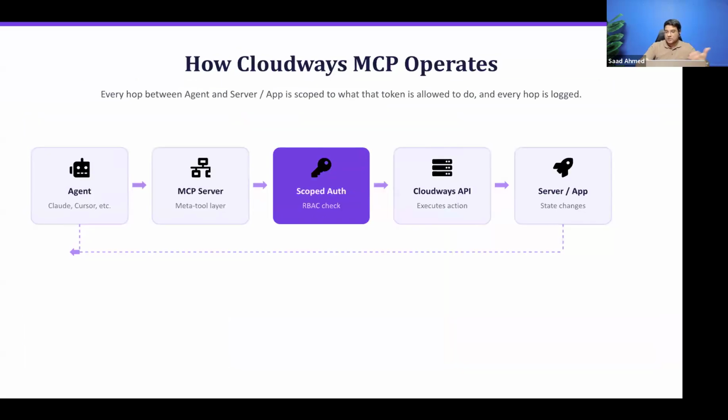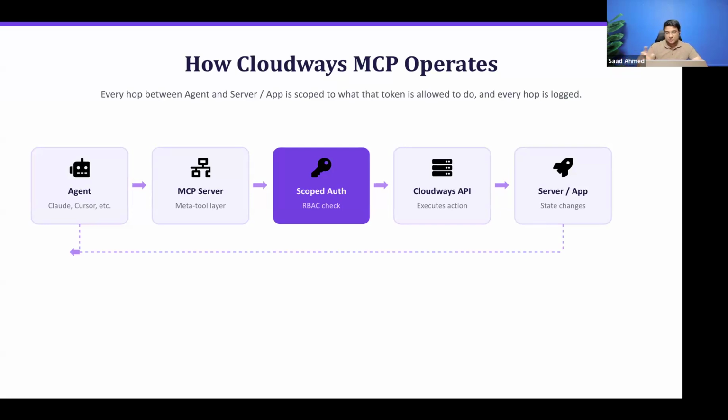So moving on. How does Cloudways MCP operate? What's the end-to-end flow, how does it look? If you can see, there is an agent on the extreme left-hand side, which can be Claude, Cursor, or any other tool. That agent has an integration or a connection with the Cloudways MCP server. The MCP server has all the tools required for performing operations on the Cloudways platform. So let's take an example. I want to delete my server. So I go to my AI agent, let's say Cursor, and I say, please delete this server named client server.